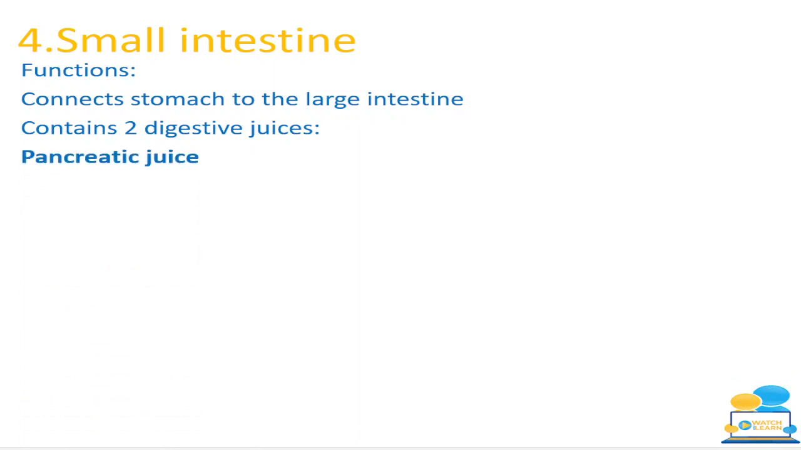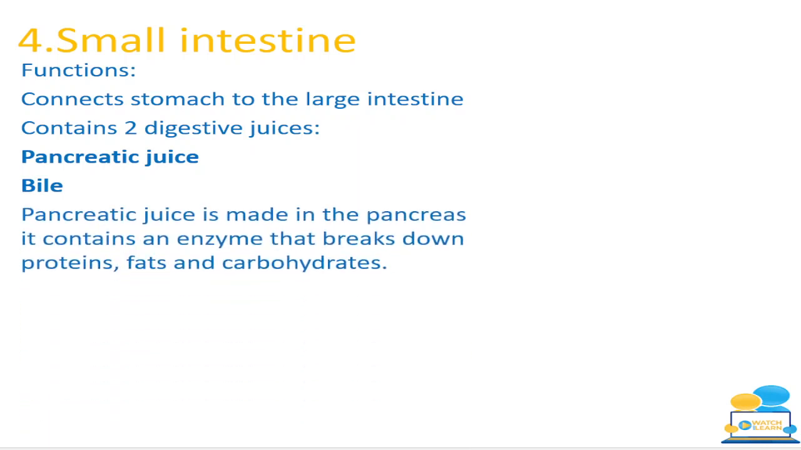It contains 2 digestive juices. So we have our pancreatic juice and our bile. So our pancreatic juice is what's coming from our pancreas. It contains the enzyme. So an enzyme speeds up the reaction without being used up itself during the process. In this case, the pancreatic enzyme breaks down your protein, fats and carbohydrates. So these are your macronutrients.